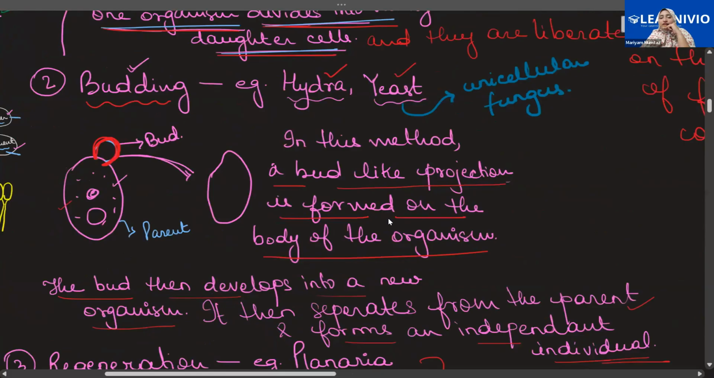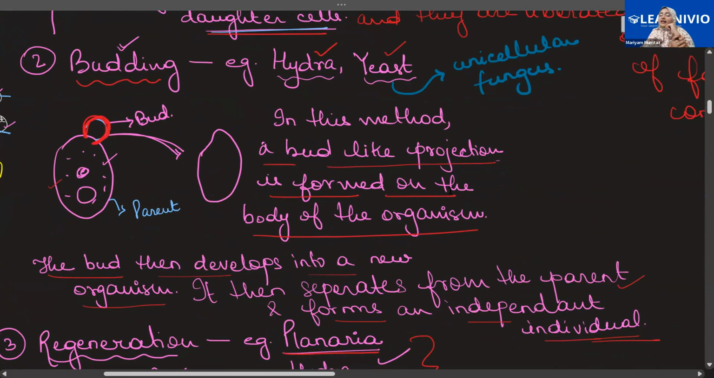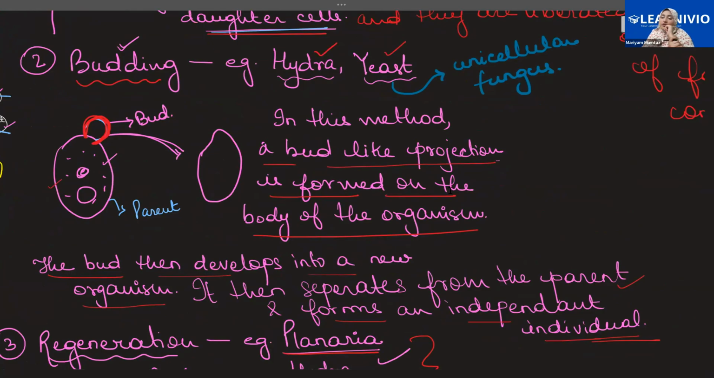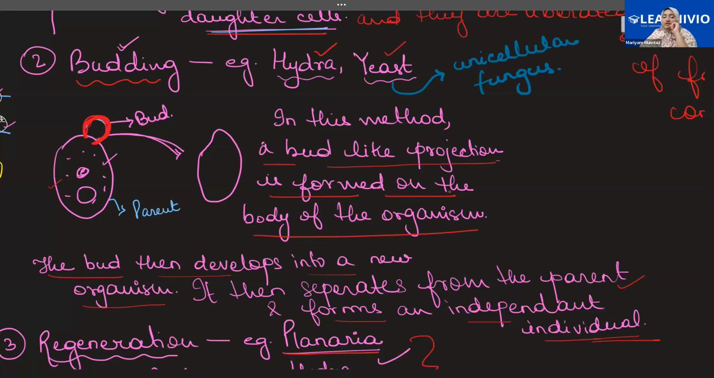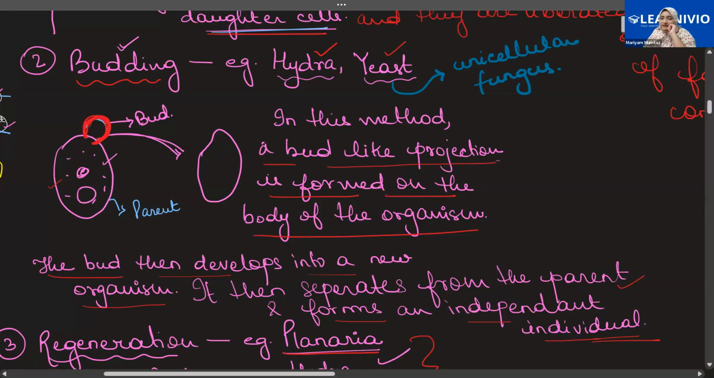Then comes budding. Budding is a kind of reproduction in which, mostly, a bud is an outgrowth. On the body or cell of the organism there is an outgrowth called a bud. Slowly it develops while being attached to the parent. Once it matures, it separates from the parent and starts living an independent life. This type of reproduction, in which an outgrowth is present on the parent's body or cell, is called budding, and it takes place most commonly in Hydra and yeast.